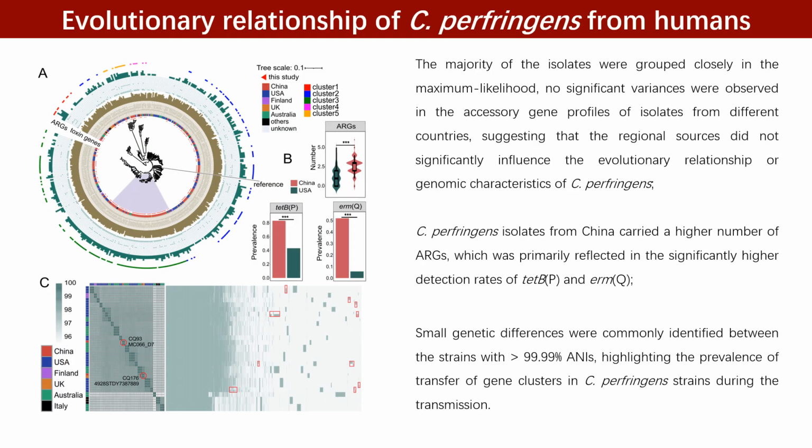The majority of the isolates were grouped closely in the maximum likelihood tree. No significant variances were observed in the accessory gene profiles of isolates from different countries, suggesting that the regional sources did not significantly influence the evolutionary relationship or genomic characteristics of C. perfringens. Small genetic differences were commonly identified between the strains with greater than 99.99% ANIs, highlighting the prevalence of transfer of gene clusters in C. perfringens strains during the transmission.